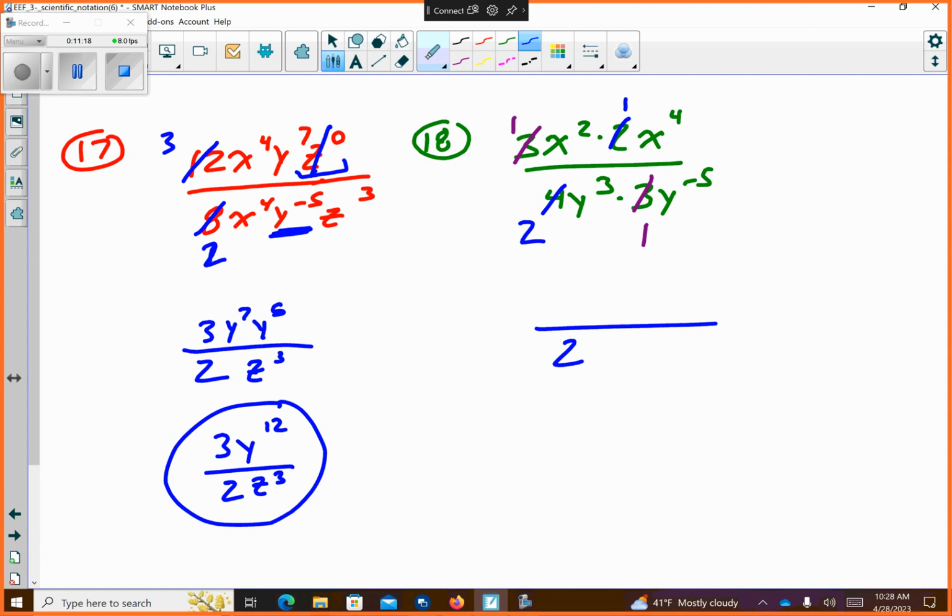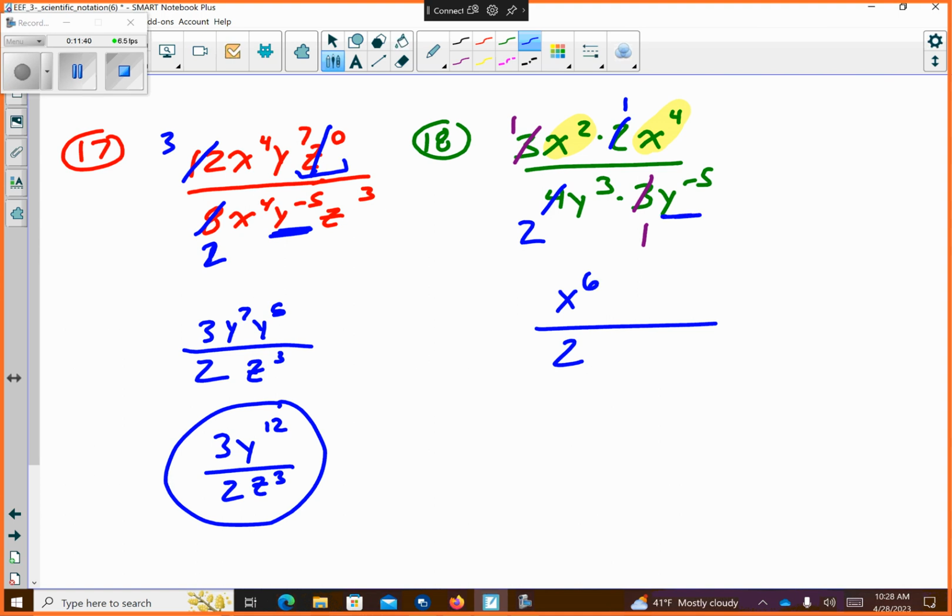Okay. What do the x's do here? What does this x and this x do? Do they cancel each other out, or do they combine? What do those x's do on top? Do they reduce or do they combine? They combine. So add the exponents, so I get x to the 6th.